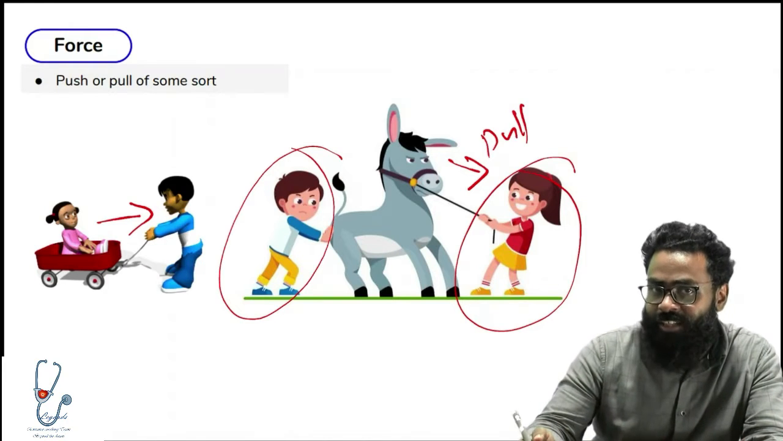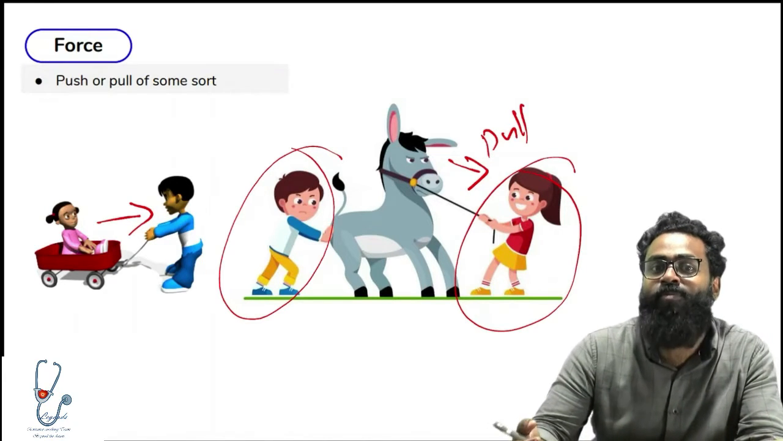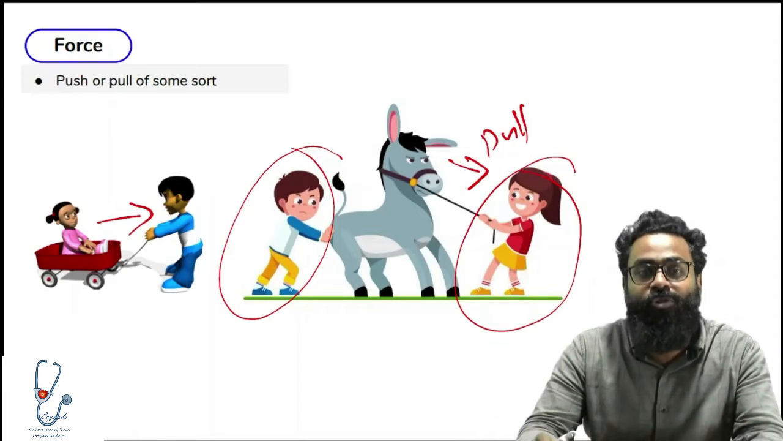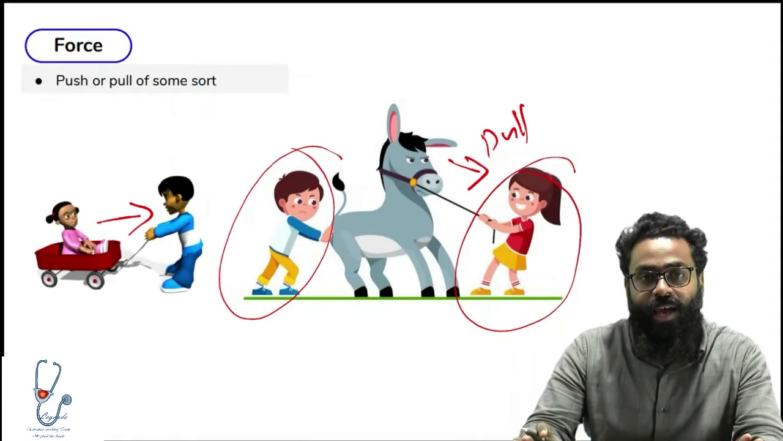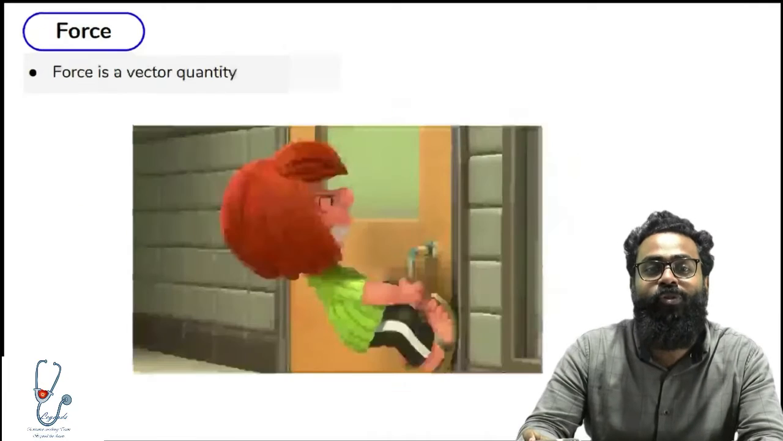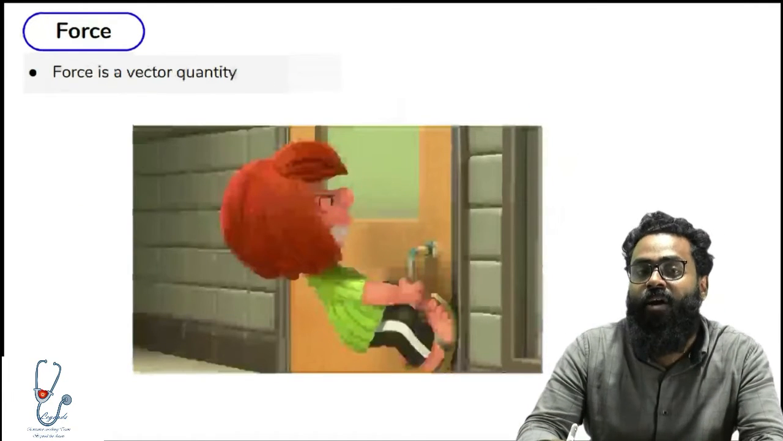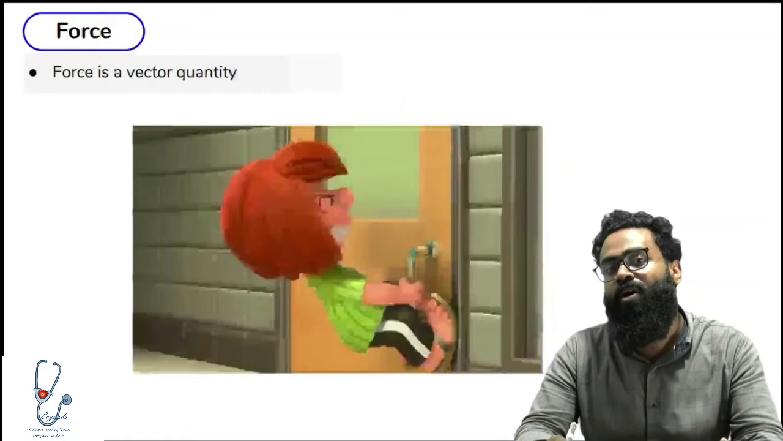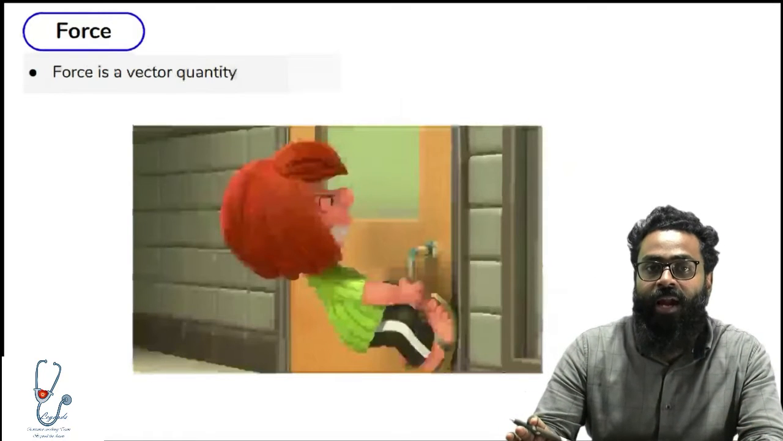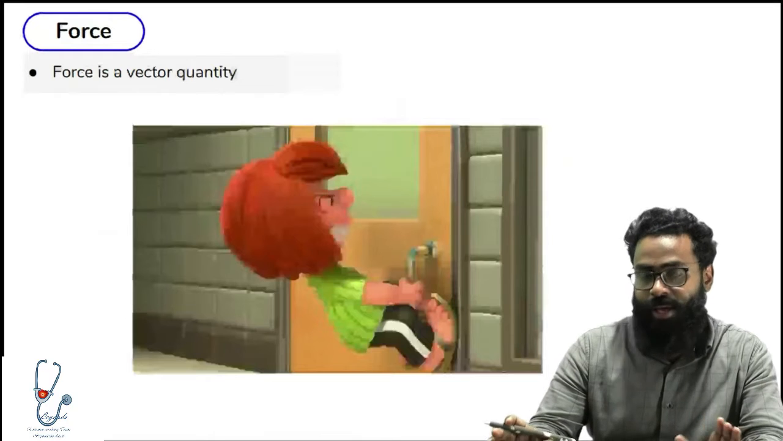Okay, so we can say that force is some sort of pull or push. Clear that? Then we have discussed that force is a vector quantity. You know that force is a vector quantity, which means that force has magnitude and direction also.